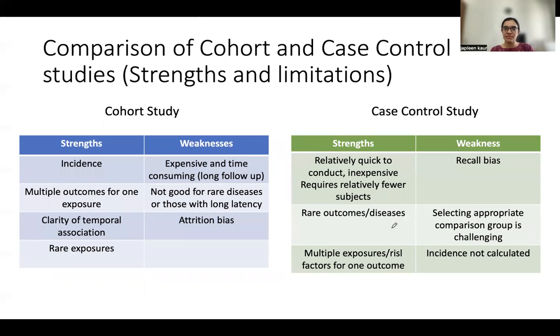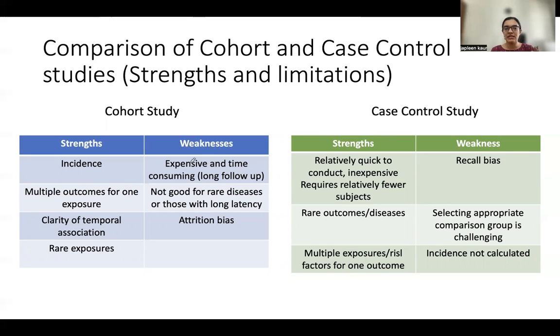Now comparing these two important study designs, cohort and case control, for their strengths and weaknesses. A cohort study can give you incidence. You can study multiple outcomes for one exposure. You started from the exposure, so you can see what all a patient can develop from that one risk factor. And there is clarity of temporal association, because when you chose those patients for their exposure, they had not developed the disease. So if they develop it later on, there is a temporal association. And it is good to study rare exposures.